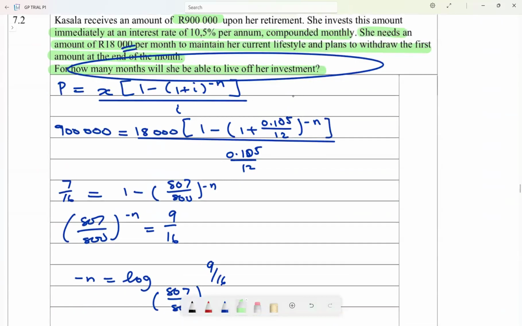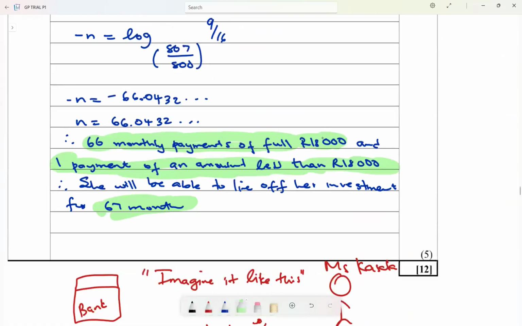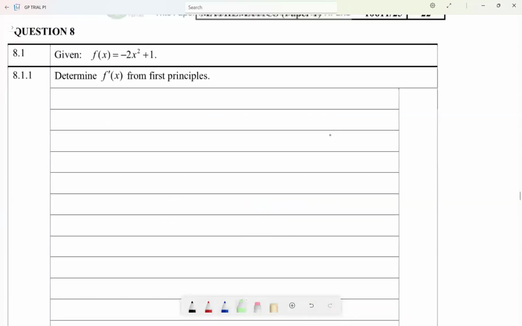Guys, some people will have used future value and compound value formula if you do not understand this scenario, but I want to believe you are now fine.